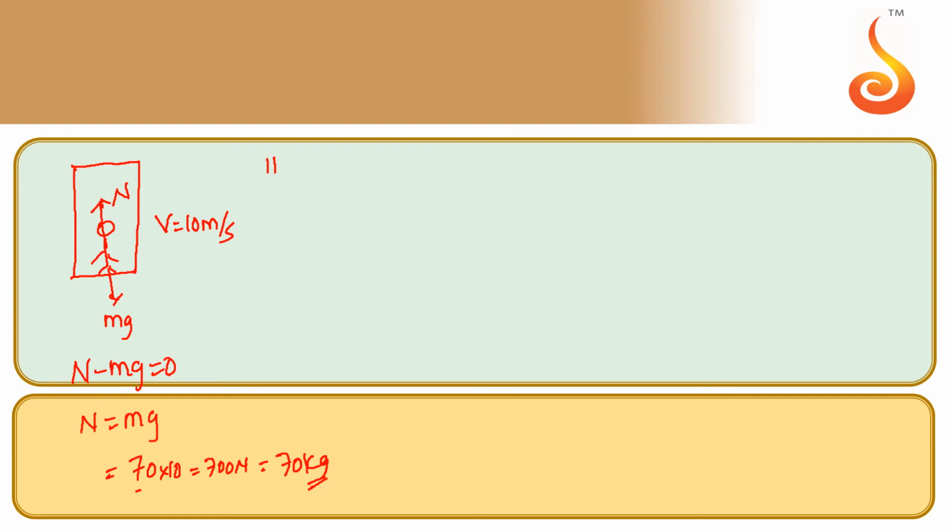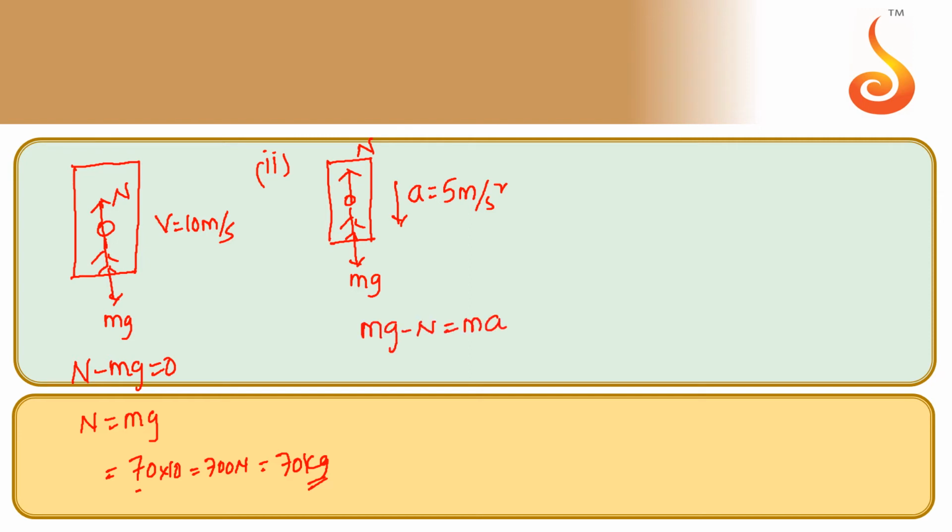In the second case, if the lift is moving downward with acceleration 5 meter per second square, then what will be the reading? So in this case, again his weight will act downward and normal will act upward. Since it is moving downward, he is also moving downward. Therefore downward force is greater than upward force. So mg minus normal is equal to mass times acceleration. This is what we have taken from Newton's second law. So from this, normal is equal to mg minus ma.